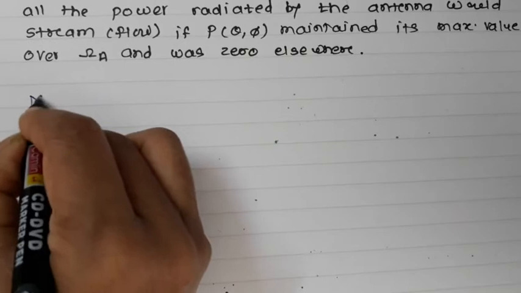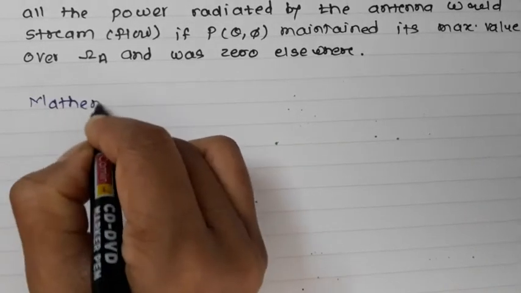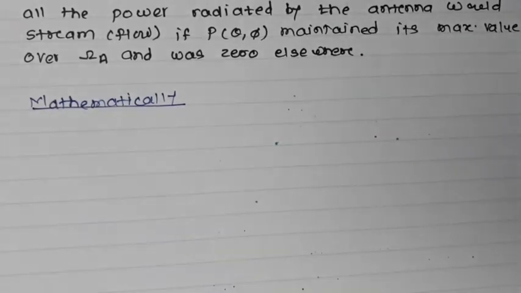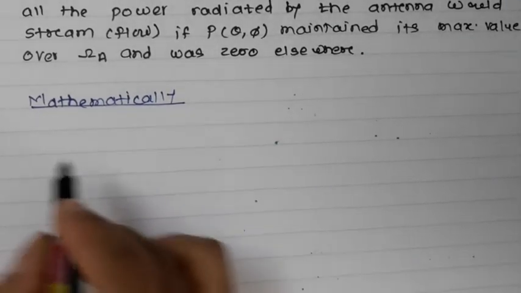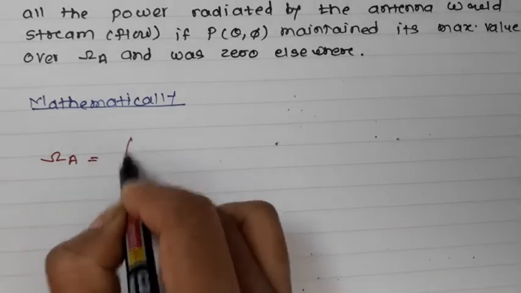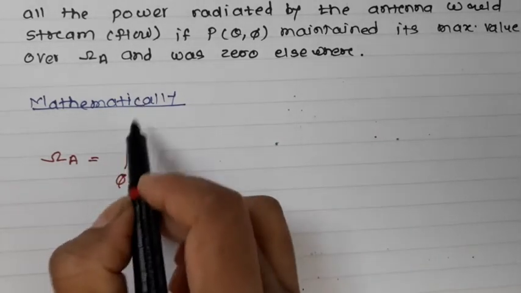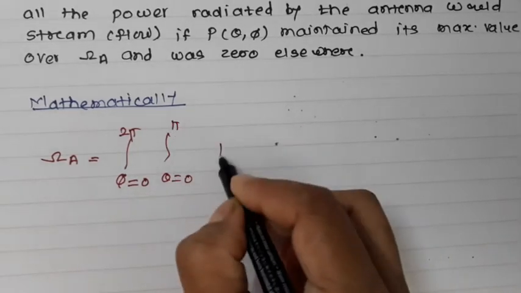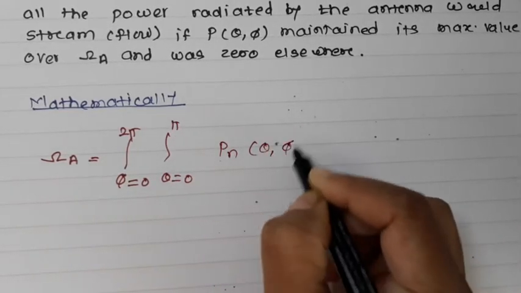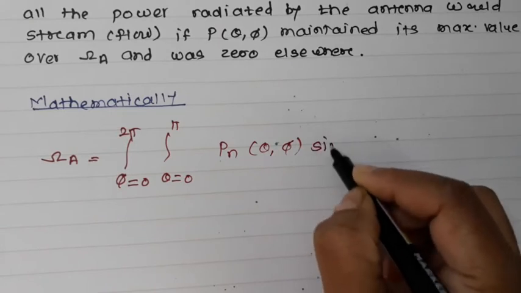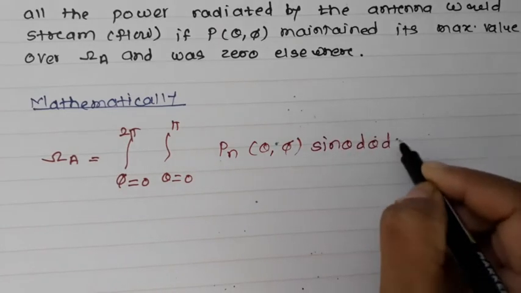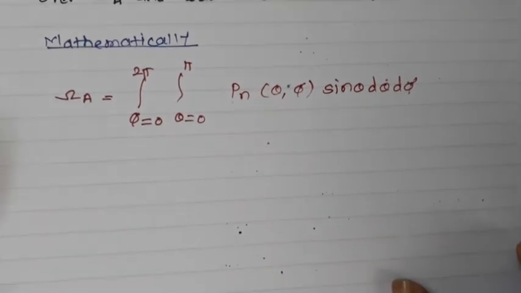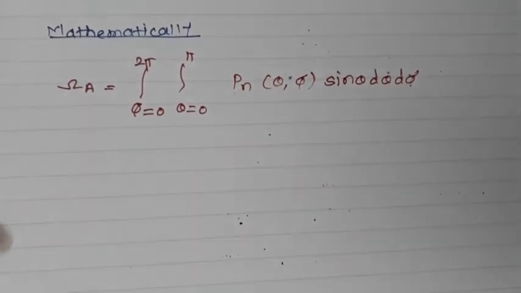normalized power. If I denote this mathematically, I have to consider both angles, the azimuth angle as well as the elevation angle. So phi is equal to 0 to 2 pi, theta is equal to 0 to pi. This is the normalized power, which is a function of theta and phi, times sine theta d theta d phi. So this is how you calculate your beam area in terms of the power.